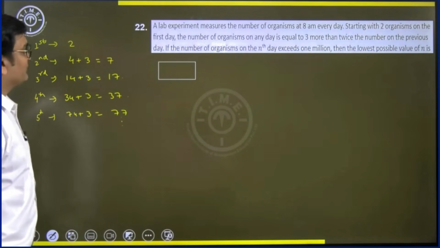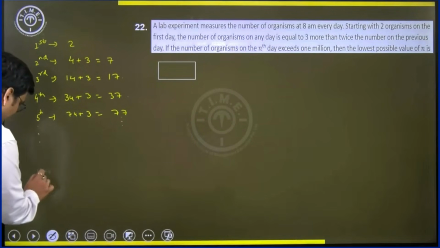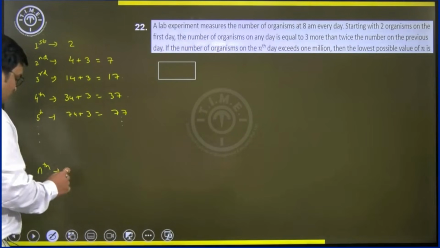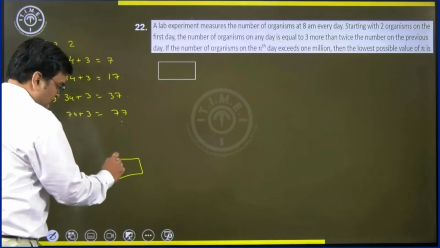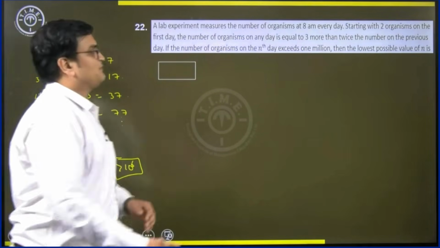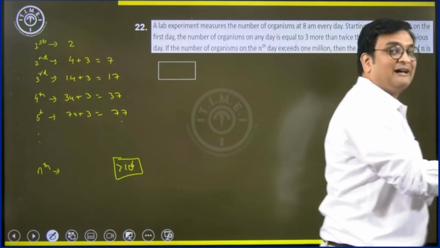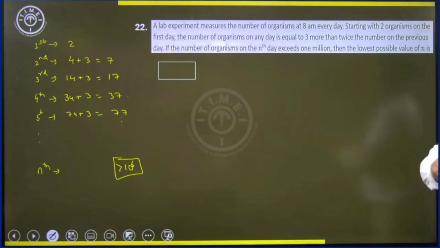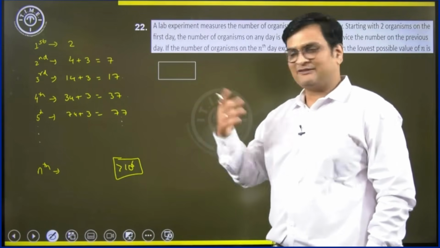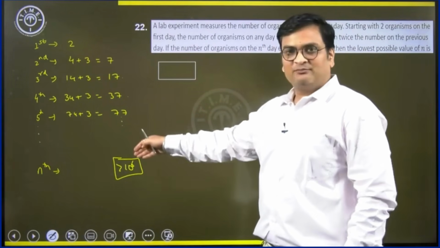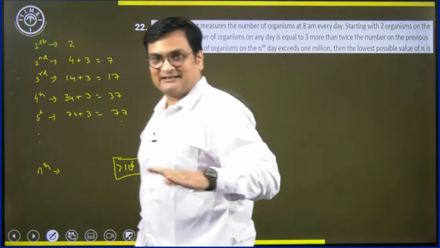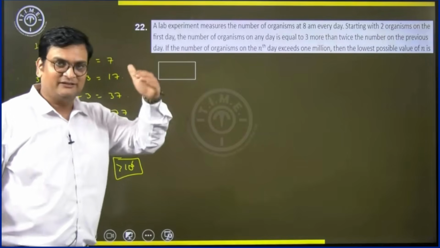If the number of organisms on the nth day, somewhere down the line, exceeds 1 million, so this value here is more than 1 million, that means more than 10 power 6, the lowest possible value of n is? So, when does it happen? After how many days? As you can see, after the 5th day, the number of organisms is only 77. 6th day, probably it will become some 150, 160. 7th day, it will be probably 300s, and so on. It is increasing slowly and steadily.